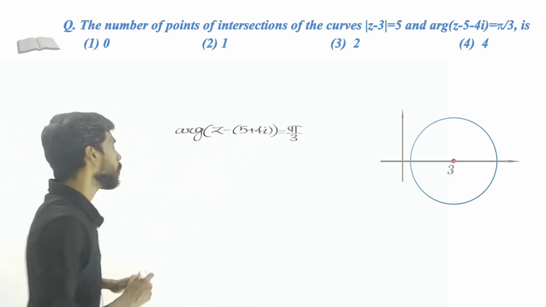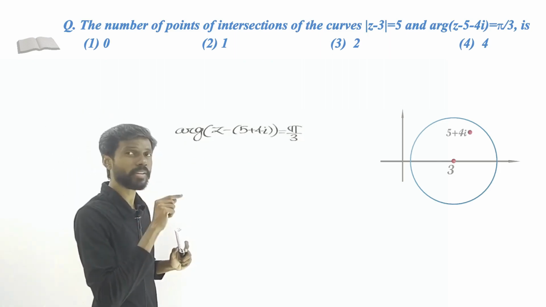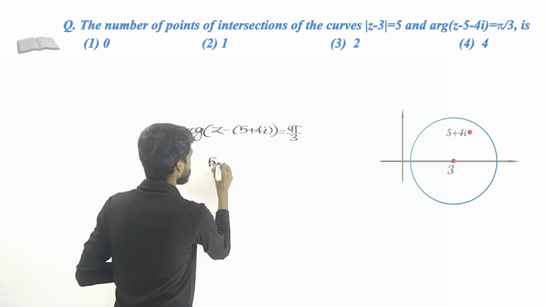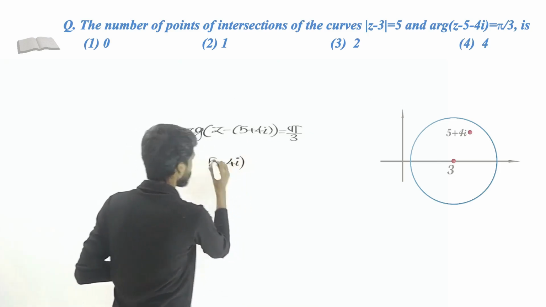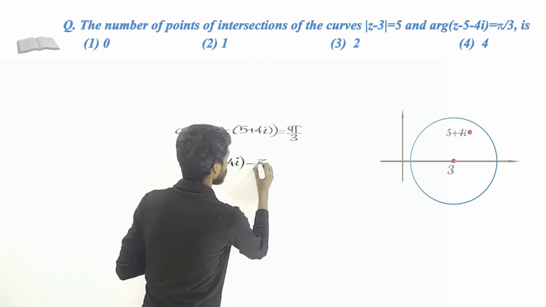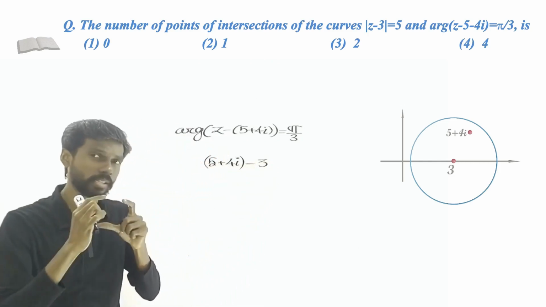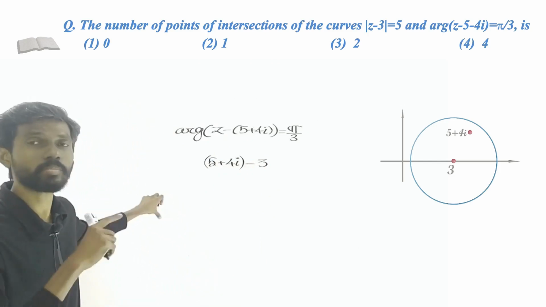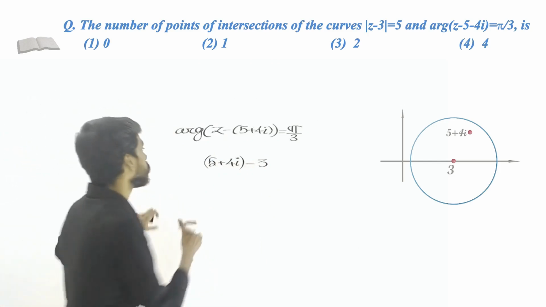What do you have to do? We have to find the distance between this point and the center of the circle. So what is this point? 5 plus 4i minus the center. But what is the center? 3. If that distance is less than the radius, the point is inside the circle. If that is more than the radius, the point is outside the circle. So let us find this distance.